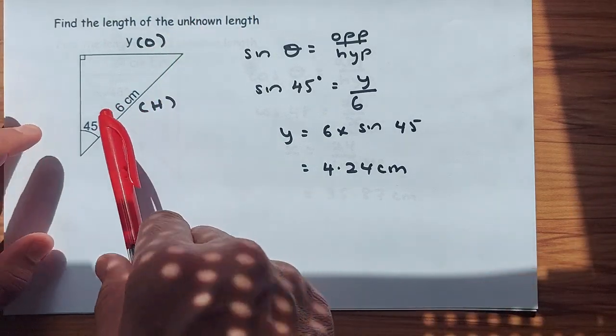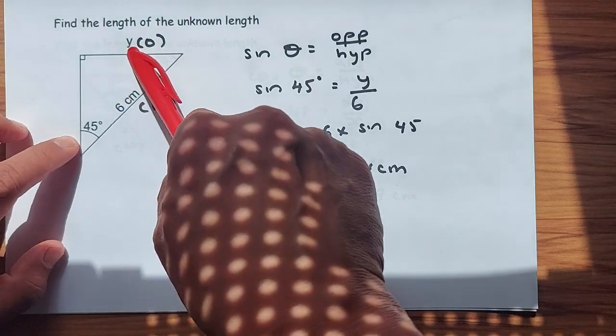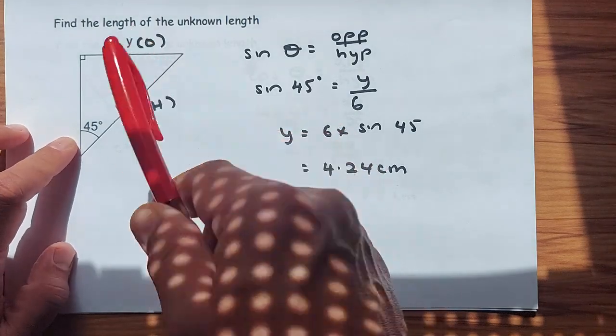Okay. So this is given one angle and one side is given. You have to find another side. Again, this is a trig ratio. So you need to first label the question.